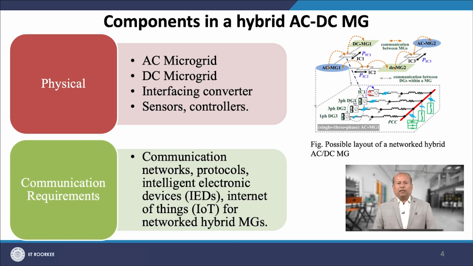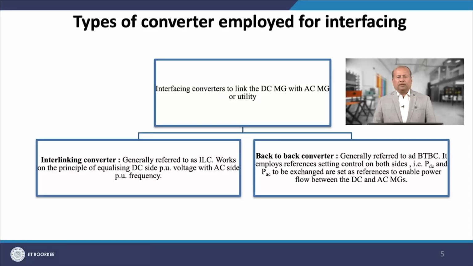The physical components include power sources, loads and power converters in the AC and DC subgrids, controllers and sensors. The communication infrastructure includes communication network, intelligent electronic devices and communication protocols such as IoT for the network connected hybrid AC-DC microgrid.